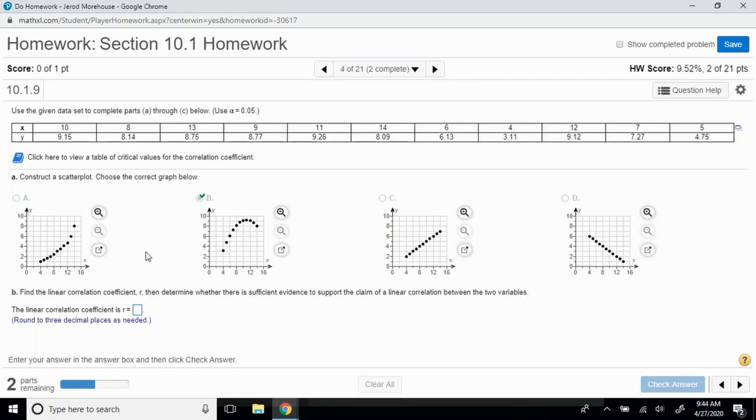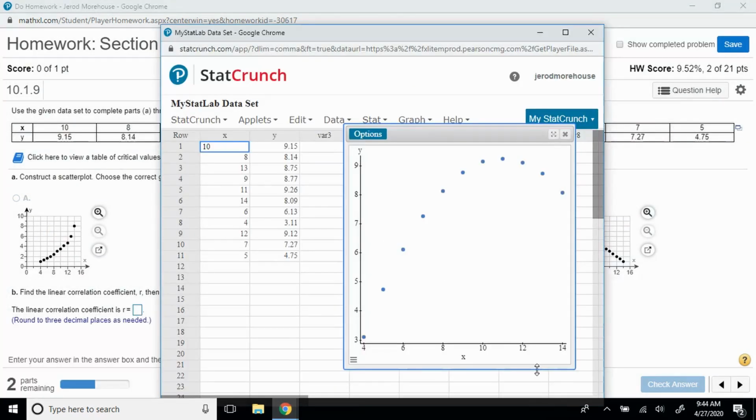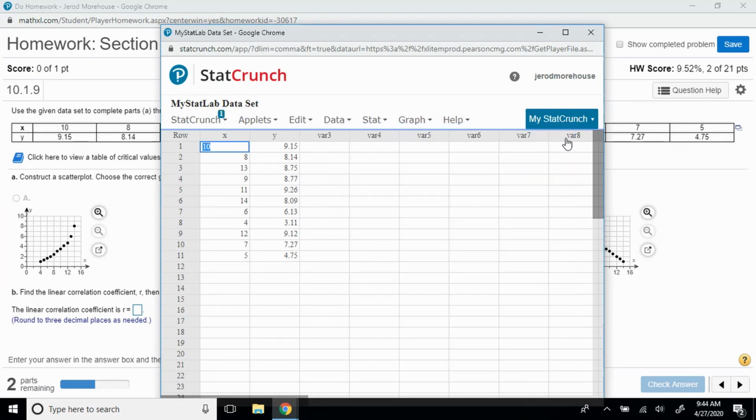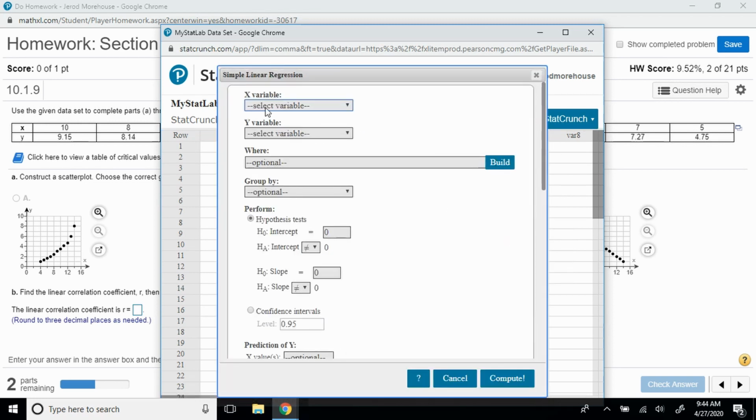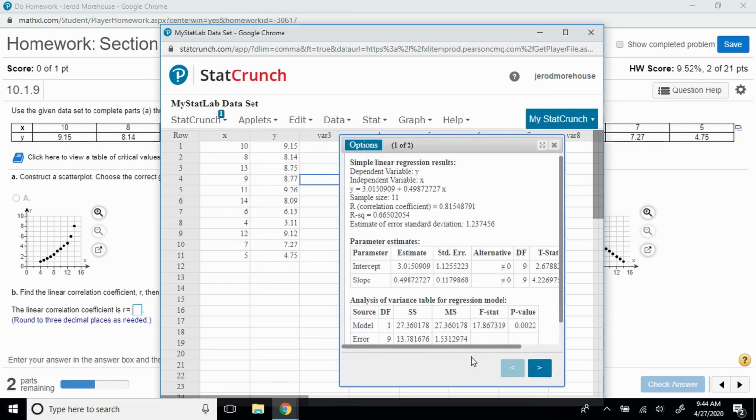Nice. Next, it says find the correlation coefficient. So back in StatCrunch, we're going to close out this graph. We're going to go stat, regression, simple linear. Again, select the X as the X variable, the Y as the Y variable. They have some stuff going on down here in terms of intercept and slope. We're going to ignore that for now. We don't need to run a hypothesis test here, but this will calculate the coefficient for us.